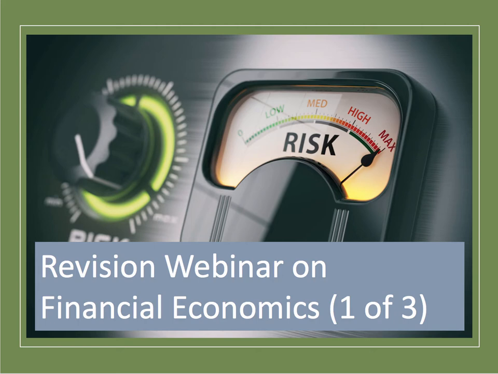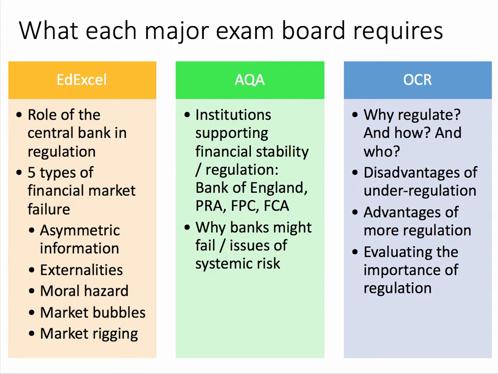In this webinar, we're going to be looking at why maintaining financial stability has become increasingly important for UK policymakers, particularly in the aftermath of the Great Recession that followed the global financial crisis. Crucially, financial instability brings both economic and social costs, and the legacy of a financial crisis can take many years to fully work through. Here is a quick summary for you, first of all, of what each of the major exam boards require students to have covered for their final papers. Take a moment by pressing the pause button if you want to make sure that you know what each exam board requires you to have studied.